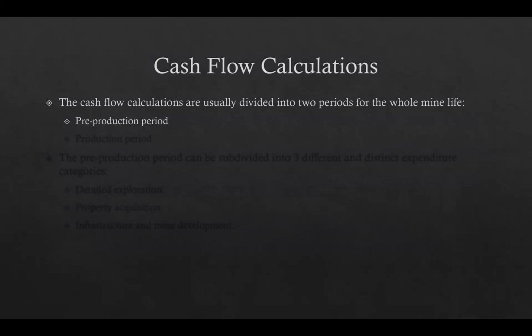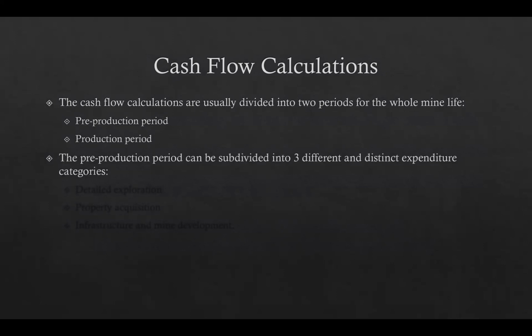First one is the pre-production period and the other one is the production period. However, nowadays there is generally a third period, which is known as the post-production or closure period, in which final reclamation takes place, but that is not covered in this lecture. The pre-production period can be subdivided into three different and distinct expenditure categories, which include the detailed exploration, property acquisition, and infrastructure and mine development.